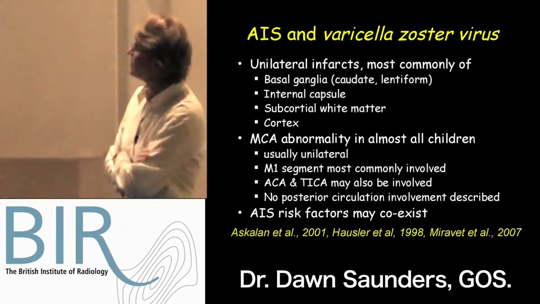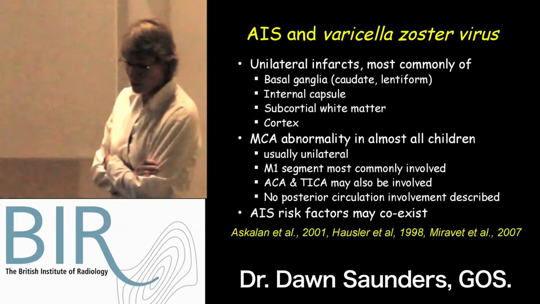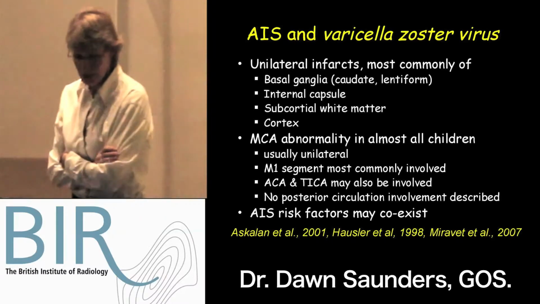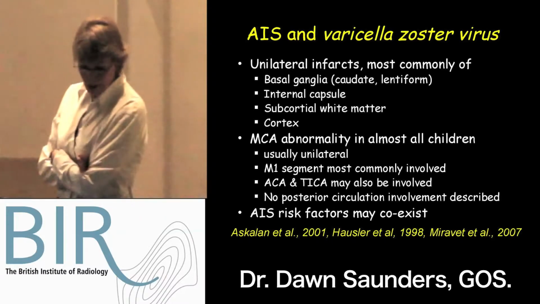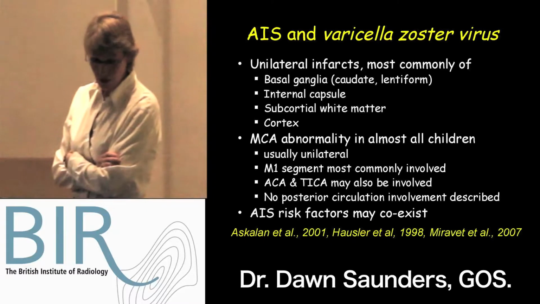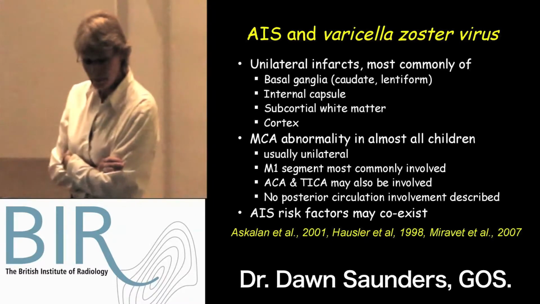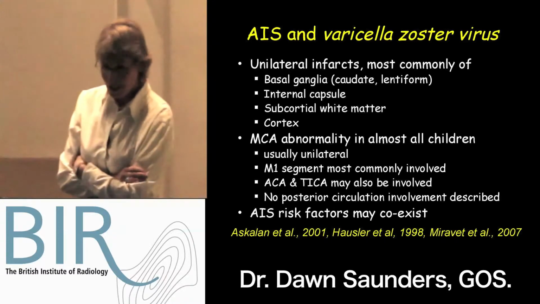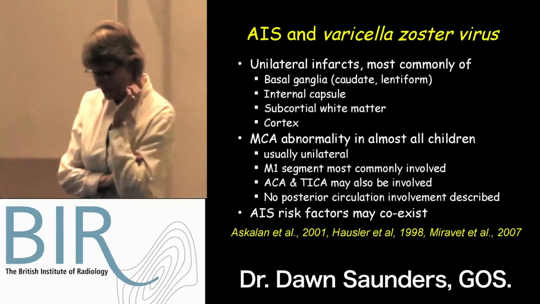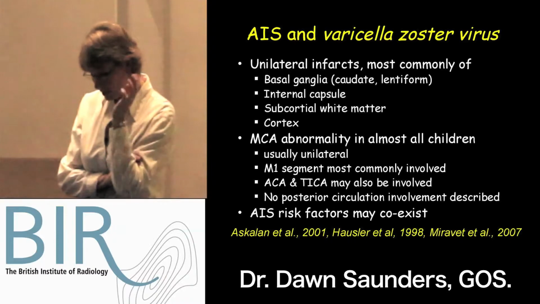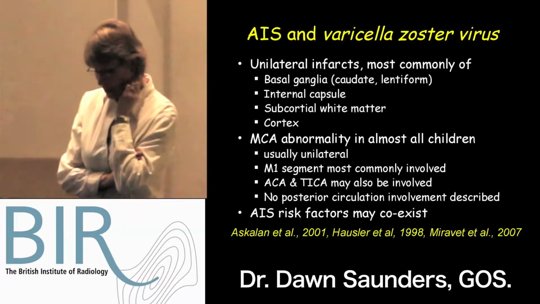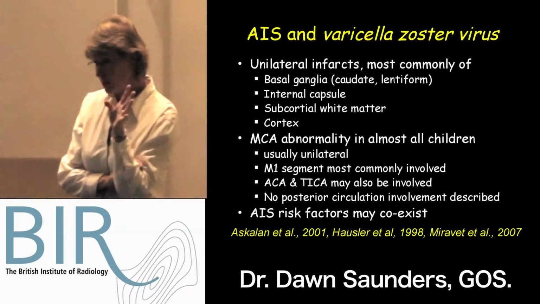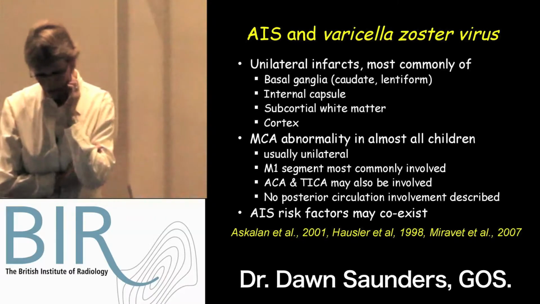We've looked at a series of children and published some data on arterial ischemic stroke and varicella zoster virus, and as I've just demonstrated, they often have unilateral infarcts, and they're most commonly in the basal ganglia, although they can extend to the subcortical white matter and the cortex. And the middle cerebral artery is almost always affected. It's usually unilateral. M1, ACA and TICA may also be involved, but we've not demonstrated any posterior circulation involvement.